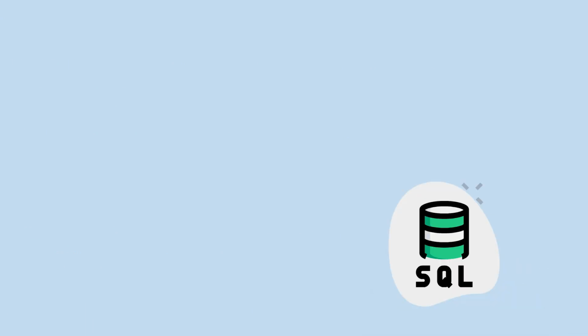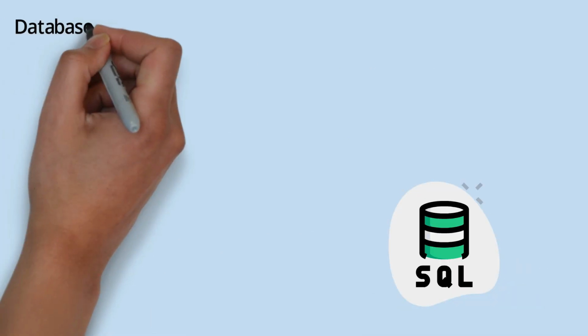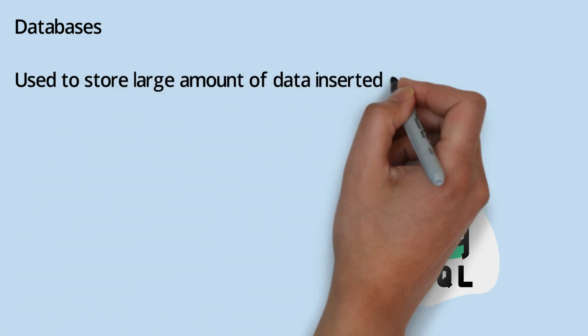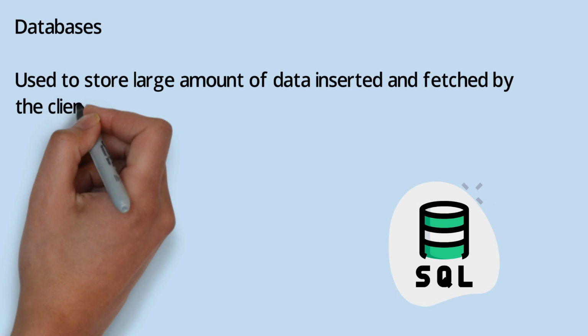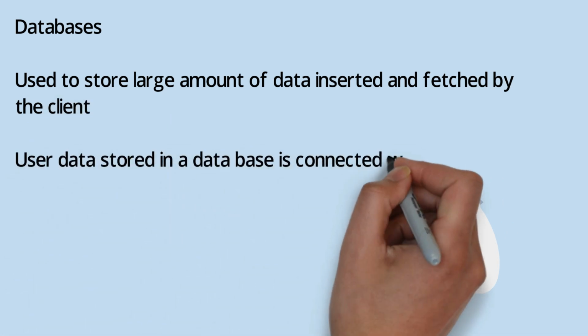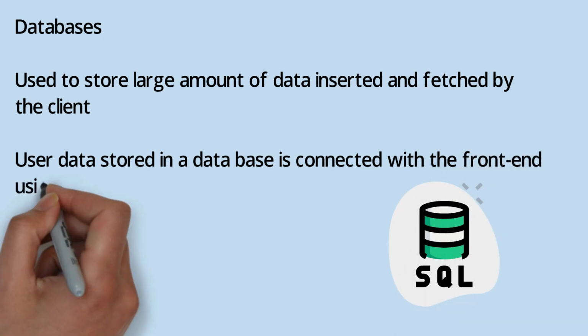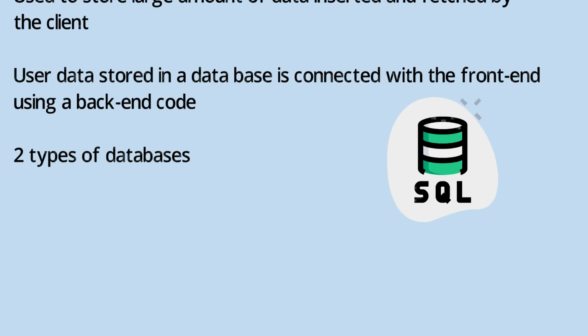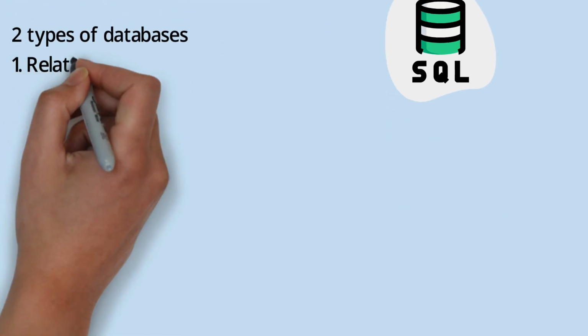Databases. Talking about back-end development is useless without databases. The websites of the companies store the data of the users that sign up or the products that are visible on the website in the database, which is connected with the front end using a back-end language already discussed. There are two types of databases: relational, example SQL.